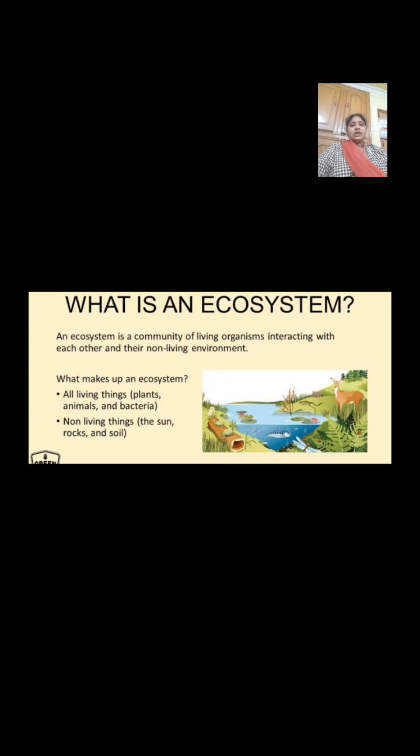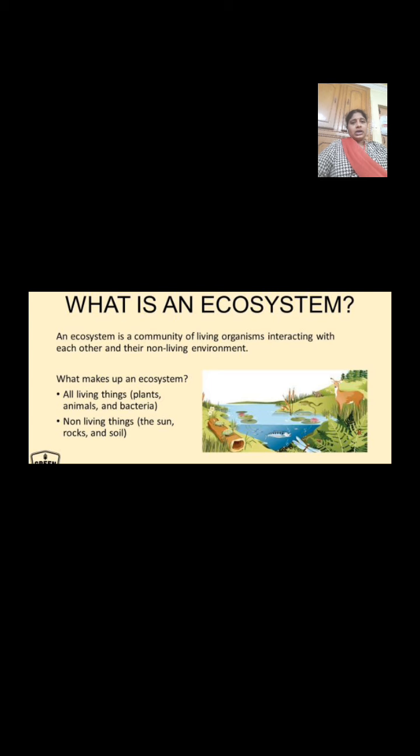An ecosystem is a community of living organisms interacting with each other and their non-living environment. Okay, so an ecosystem is nothing but a place where living organisms prefer to live. Can the living organisms live without depending on or interacting with the non-living environment? Here, the non-living environment includes air, water, soil, etc.